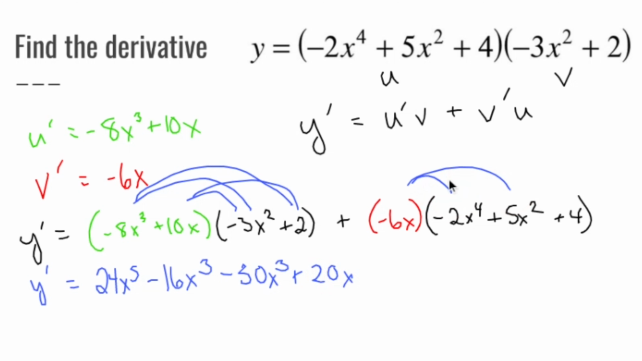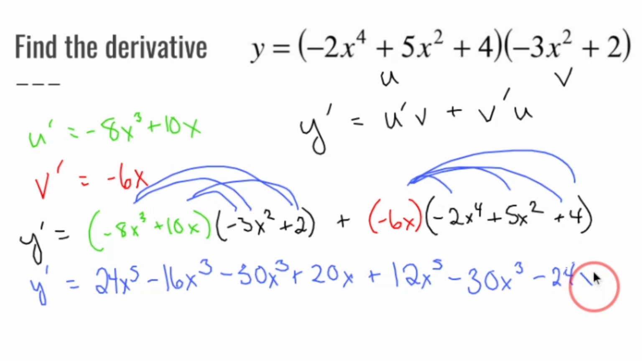This guy's just regular distributive property. Boom, boom, boom. Got to get that boom, boom, boom. Black Eyed Peas. Just hitting all the puns today. -6x times -2x to the 4th is going to be positive 12x to the 5th. So that will combine with that when I get there. -6x times +5x squared is going to be -30x cubed. So another cube to combine with the other cubes that I got over there. And -6x times 4 is going to be -24x.